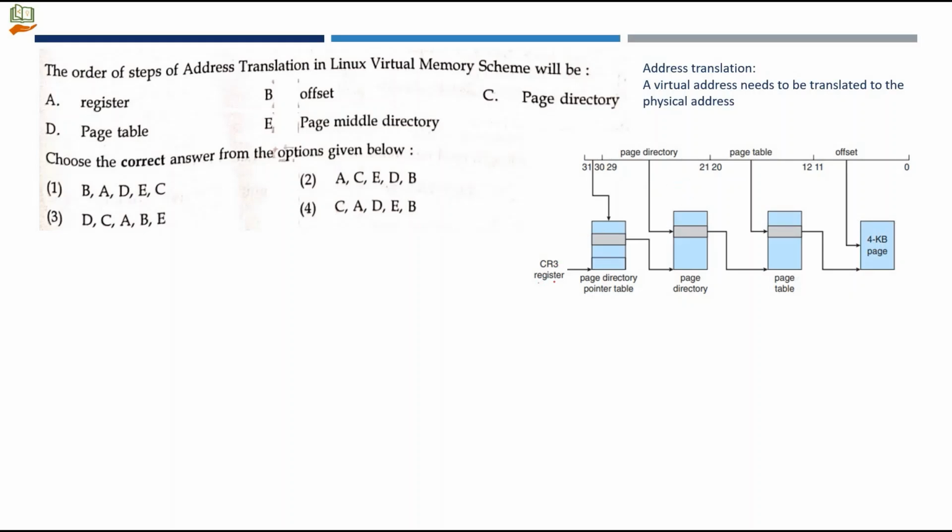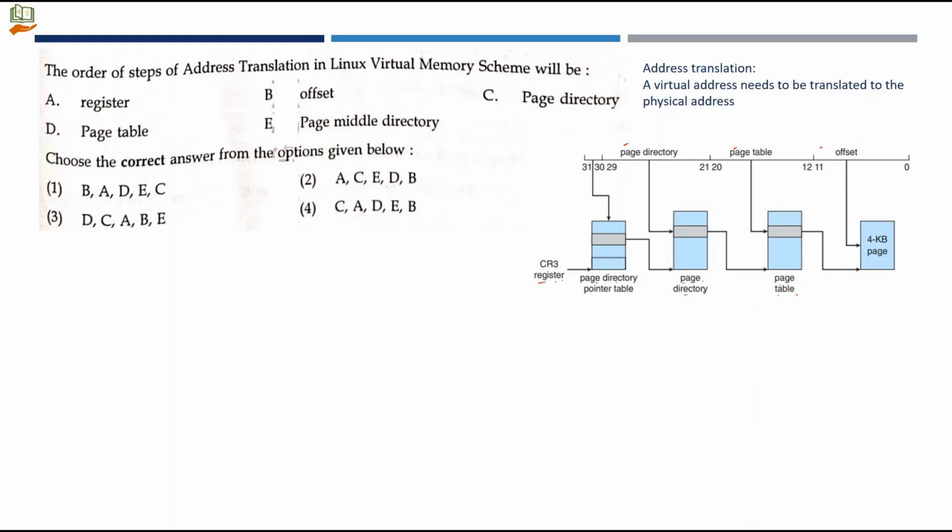So here is a register. Here is the page directory pointer table, and from here we have a page directory. Then we have a page table, then we have the concerned page and the offset. The address will include page directory, page table, the concerned page and the offset together. This is how the format will be.